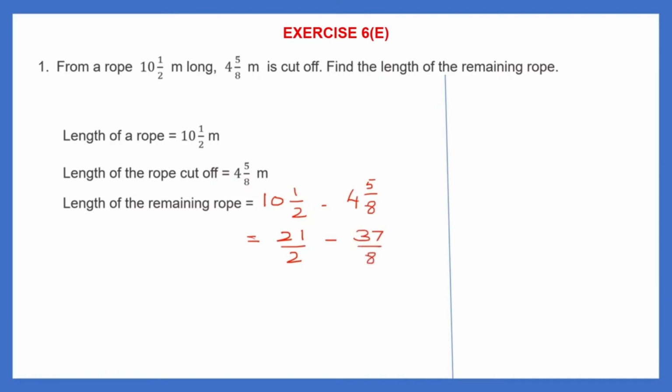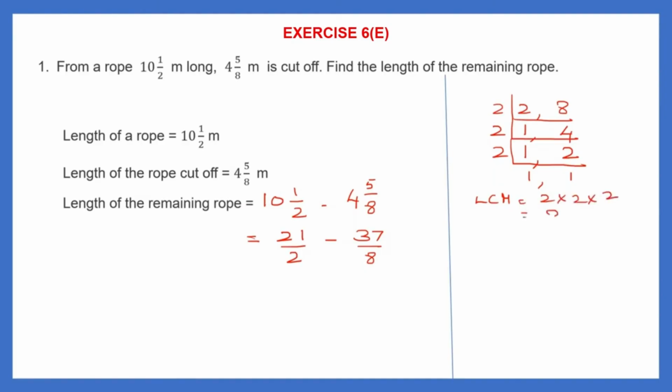Now these are unlike fractions, so we have to find the LCM. Let's find the LCM of the denominators 2 and 8. 2 ones are 2, 2 fours are 8. Again, start with 2, 1, 2 twos are 4. Again with 2, 1 and 1. So the LCM equals 2 into 2 into 2. 2 twos are 4, 4 twos are 8. So the LCM is 8.